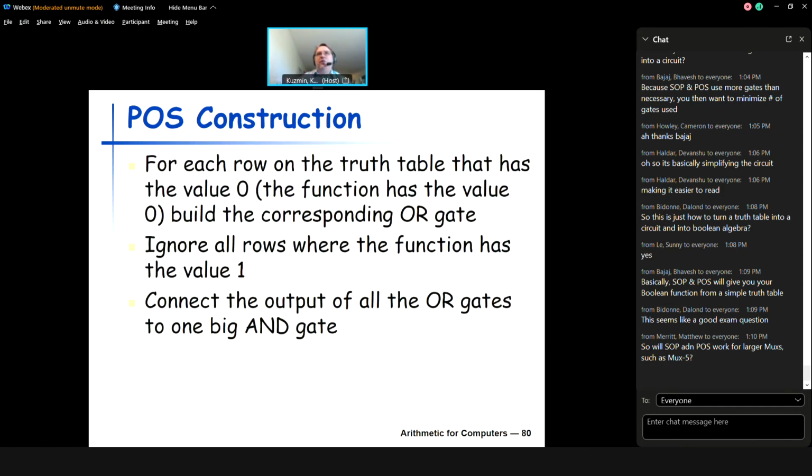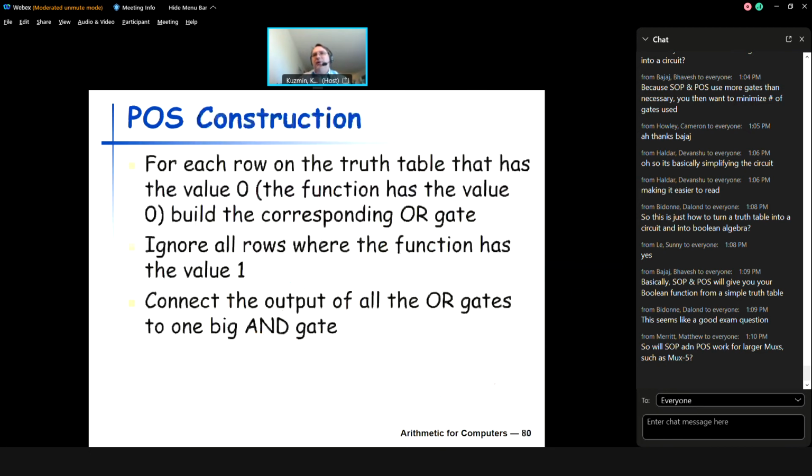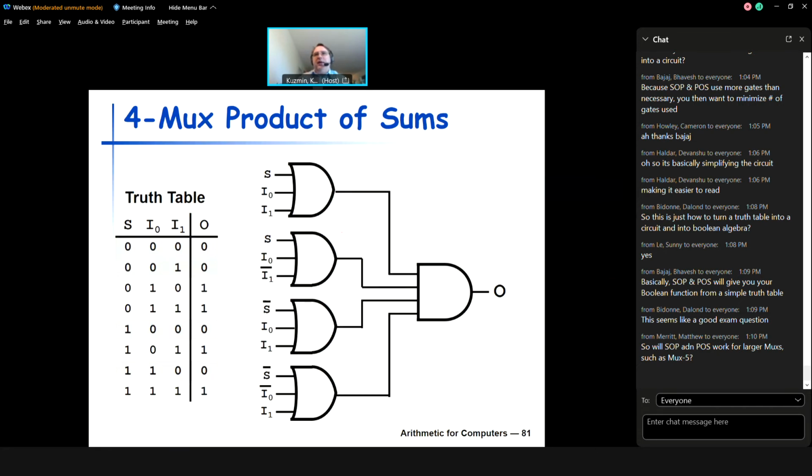So to summarize, for product of sum construction, for each row where the function is 0, we take their OR gate and we connect inputs to that OR gate. And the way we connect inputs is whenever that input is 0, we connect it straight. Whenever that input is 1, we invert it. And we ignore all rows where the function has the value of 1. Like here, we didn't care about those rows because we will get them kind of for free automatically. All right, so once we constructed our OR gates, we then combine the outputs of those OR gates using one big AND gate like that.